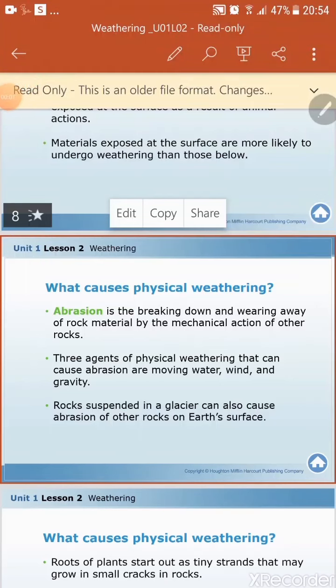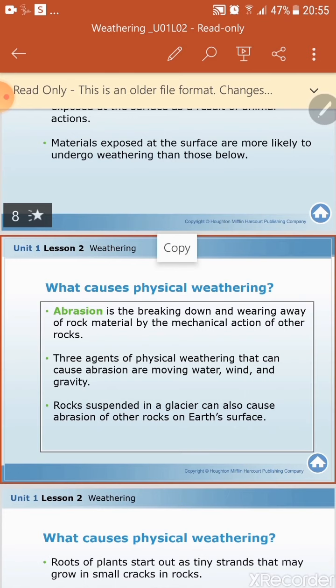Abrasion is the breaking down and wearing away of rock material by the mechanical action of other rock. In other words, small rocks move over and rub a big rock. Small particles, when they move over another rock, will break down from this rock by rubbing, by the friction. Okay, this is very clear.